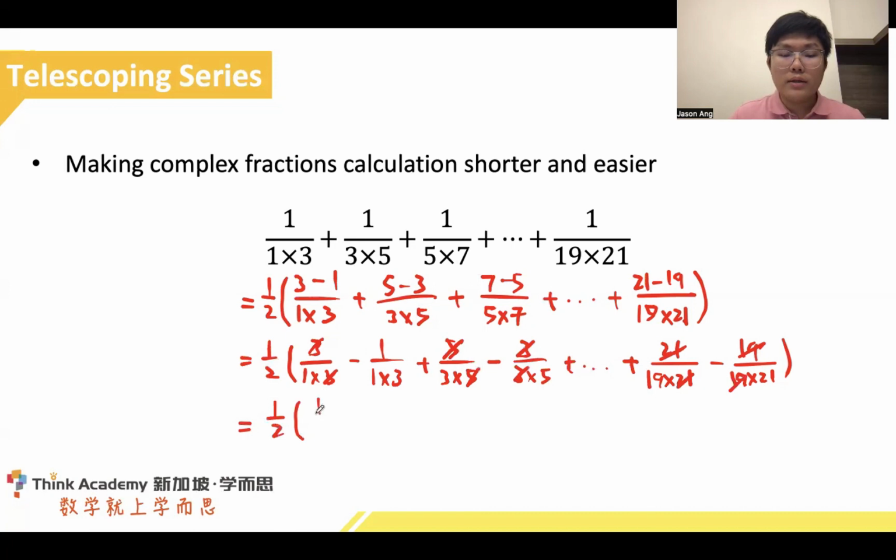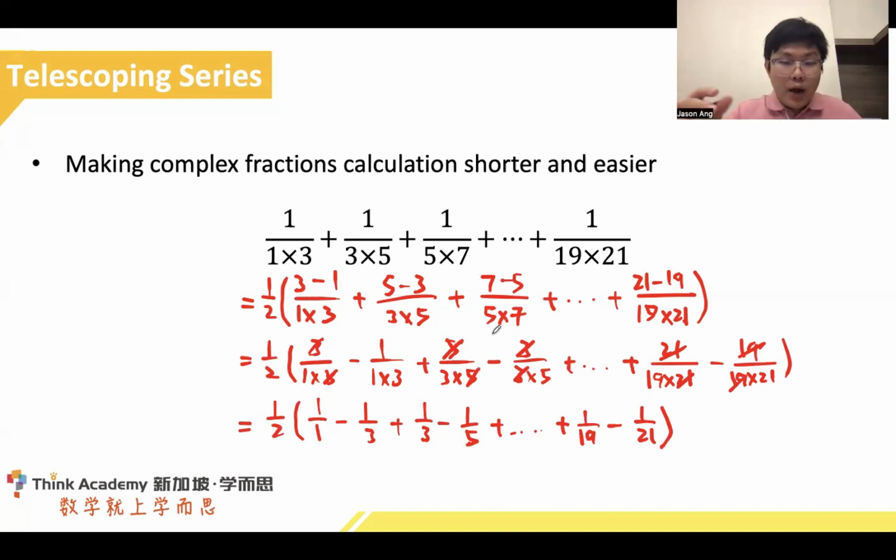Half of 1 over 1 minus 1 over 3 plus 1 over 3 minus 1 over 5, and so on and so forth, all the way to the end again, 1 over 19 minus 1 over 21. And it is again very similar to our previous question. And this is the reason why we actually want our numerators in this case to be 2, because it's the gap between our denominators. Then we want to extract out the value so that we can still match the question with all the 1s in the numerators.